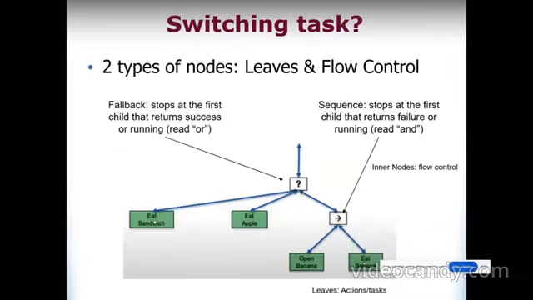So one of the children should be successful or true, so that you can stop and go back. There's no need to continue. That's why they call it fallback. The other one is called sequence, which means it will stop at the first child that returns failure or running. So if you are here and you couldn't open the banana, there's no need to continue. You go back to the top.